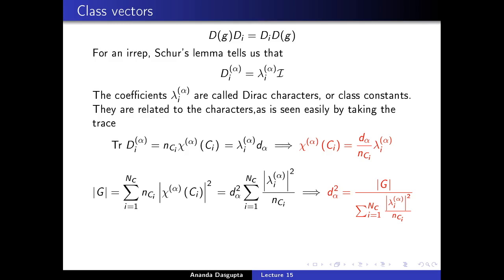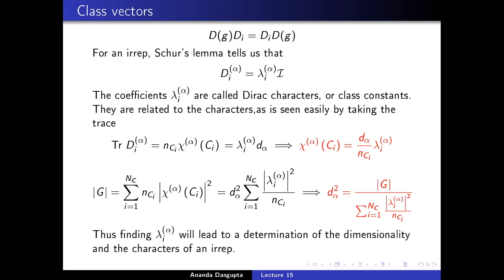And this immediately tells us that if you knew all the Dirac characters for a particular group, from that you would be able to find out both the dimensionality, which the second formula in red will give us, and using the dimensionality and the Dirac characters, you can actually go back and find all the characters. So building up the character table is equivalent to finding out the Dirac characters. And this is essentially the idea behind the Burnside method.